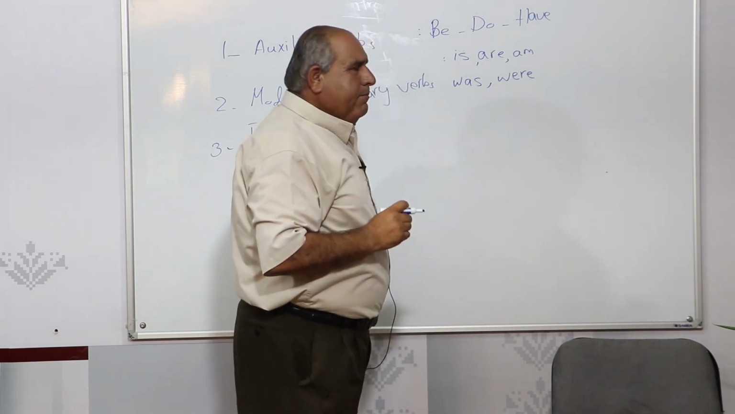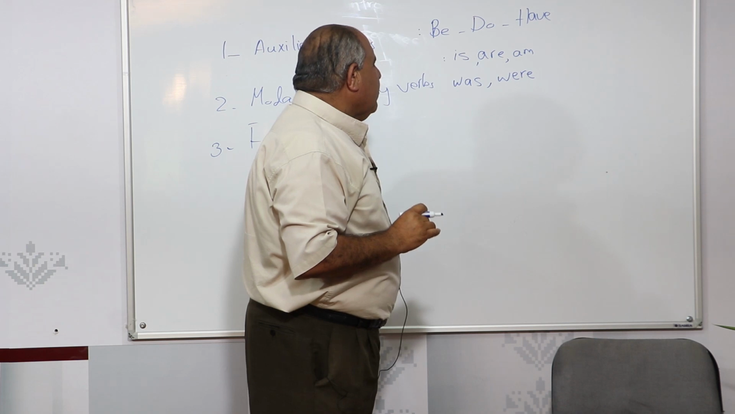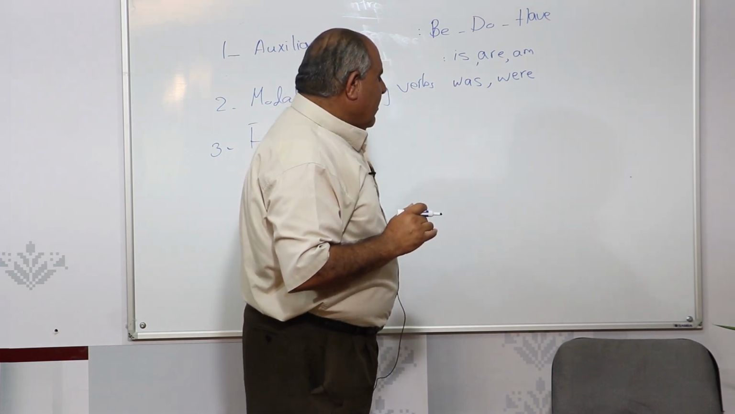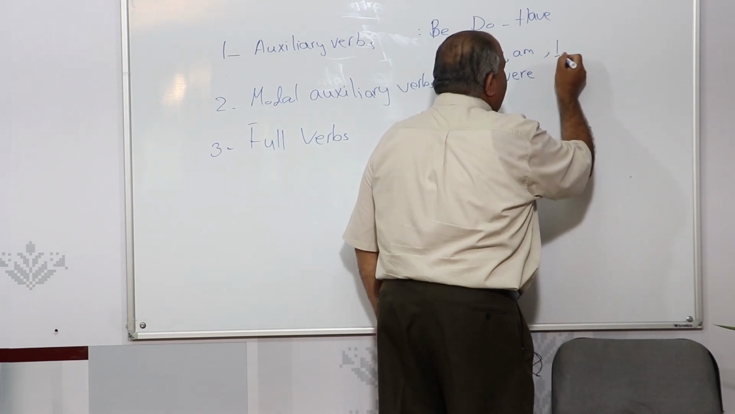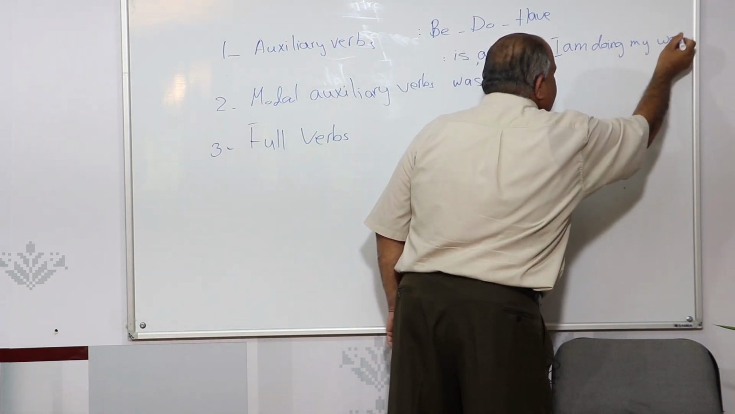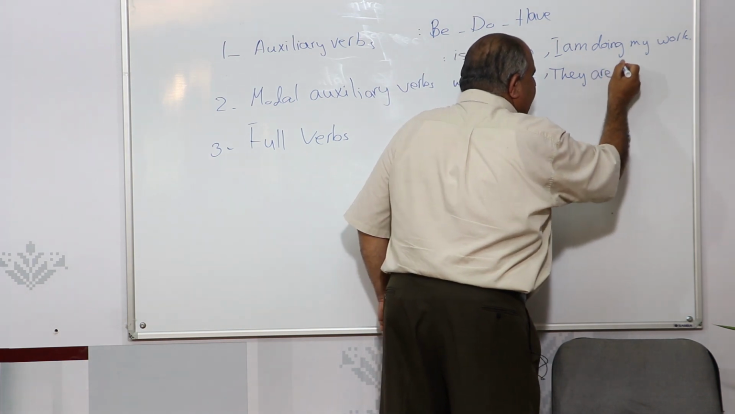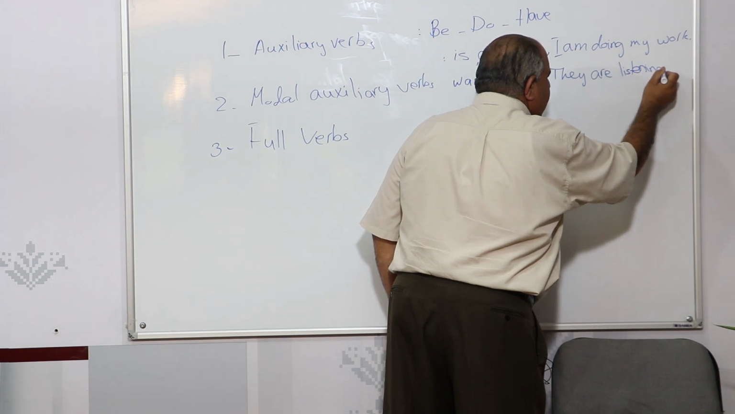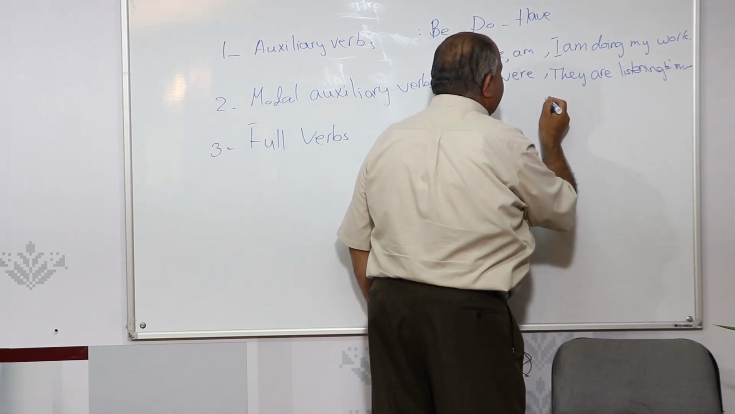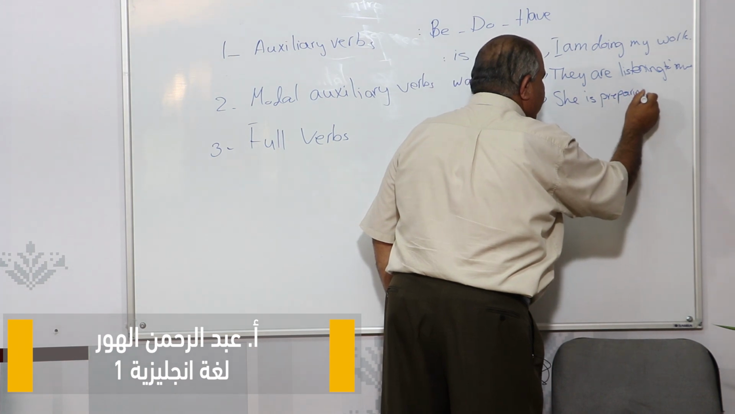We use these verbs mainly to show tenses in number one, and in number two, they can be used for making questions and negative. Now, when we talk about verb to be, am and is and are, we can find them in, for example, I am doing my work. You can find they are listening to me. And as in number three, she is preparing the supper.